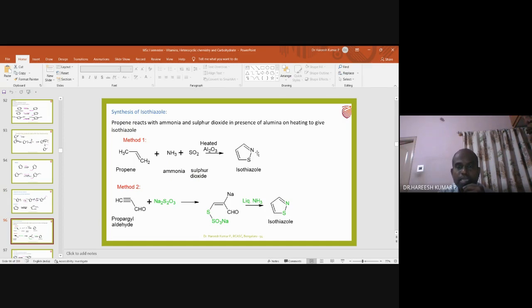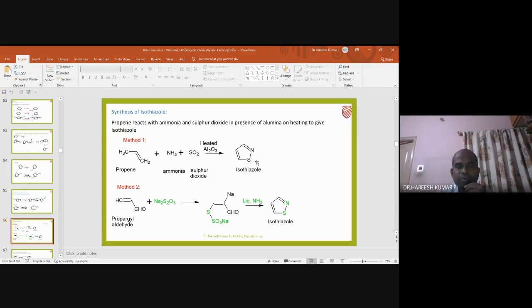How can one synthesize or prepare isothiazole? It is possible to synthesize isothiazole starting with propene, which is a gas, ammonia, which is also a gas, and sulfur dioxide, which is also a gas. So it is a gaseous reaction. When propene, ammonia, and sulfur dioxide are passed over heated alumina, we get isothiazole as the product.